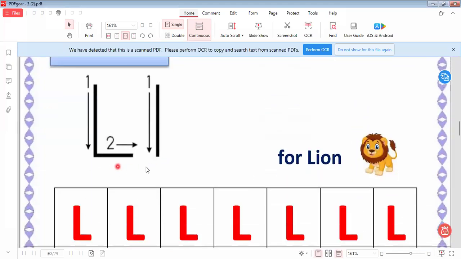Here is capital L and small l. L for what? L for lion. I write L like this, and here is the lion. I think all of us go to the zoo and see the lion, and you know the lion is the king of the forest, okay? The king of the forest.